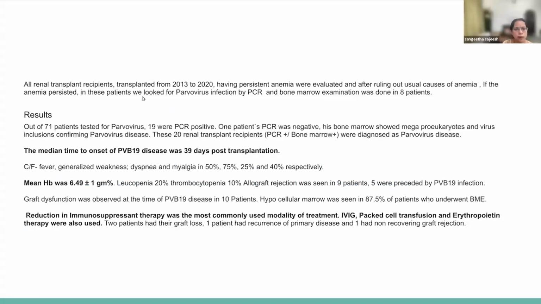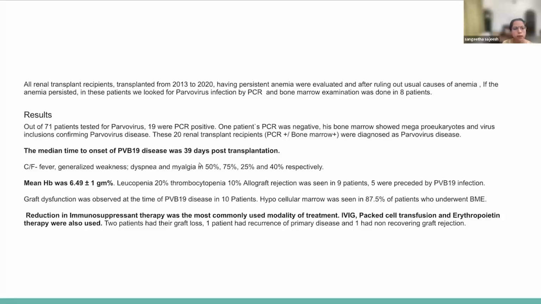These were renal transplant recipients transplanted from 2013 to 2020 having persistent anemia, who were evaluated after ruling out the usual causes of anemia. They were checked for parvovirus by PCR and bone marrow examination. Out of the 71 patients tested for parvovirus, 19 were PCR positive. One patient's PCR was negative, but marrow was positive. So there were 20 renal transplant recipients, either PCR positive or marrow positive, diagnosed as parvovirus.